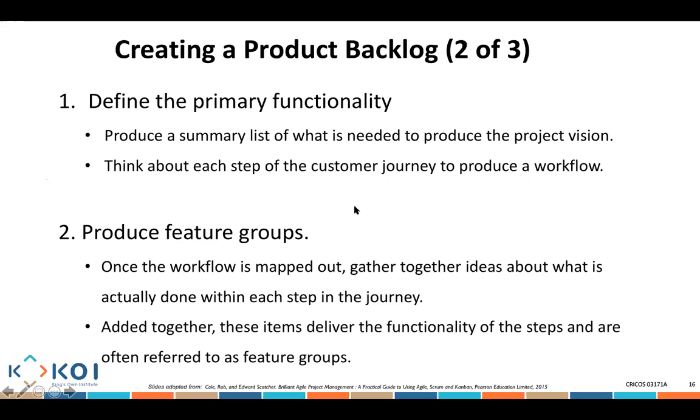So what do we do? We define the primary functionality. We produce a summary list of what is needed to produce the product vision. That would be more high level, on the main things we would like to deliver in terms of our vision. Think about each step of the customer journey to produce a workflow.